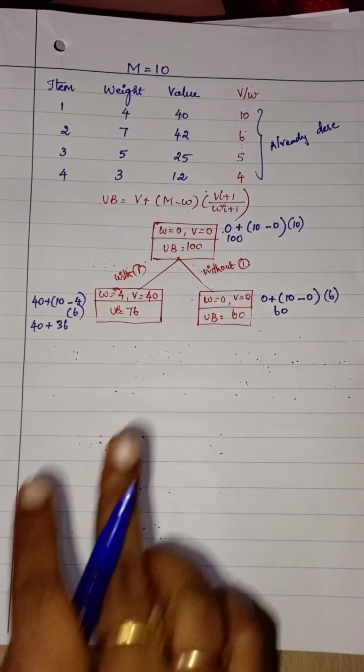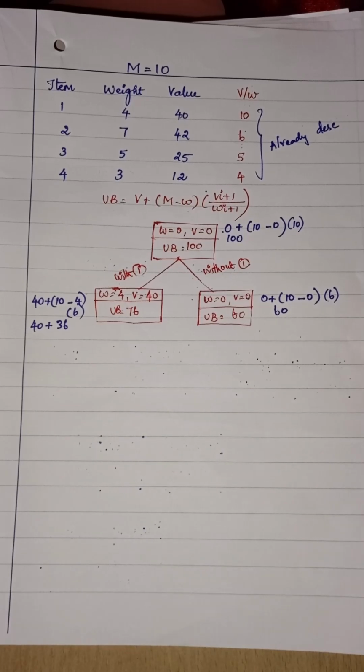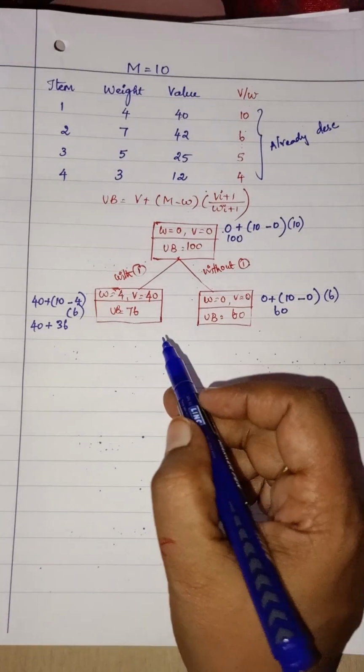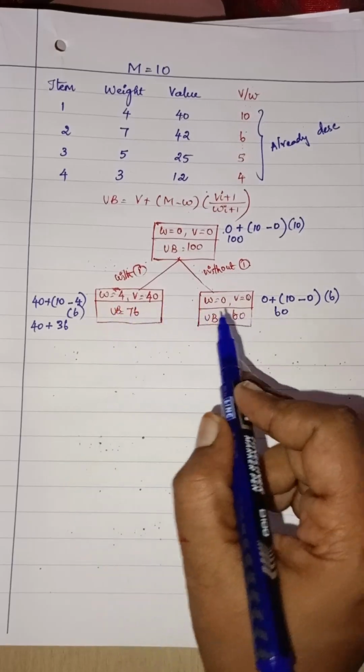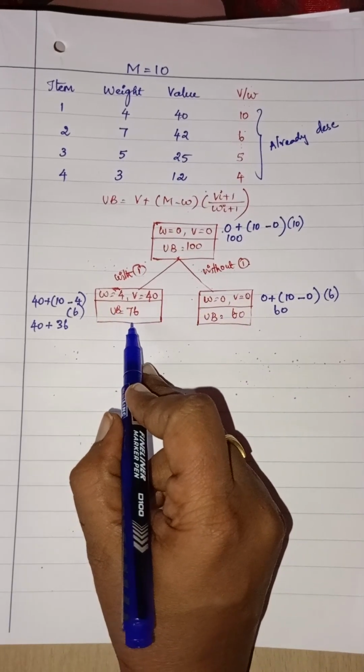Of these two, which one should I explore or which one should I proceed with? Since I'm dealing with a maximization problem, I have to select the upper bound with the maximal value. So this is the one which is to be explored.